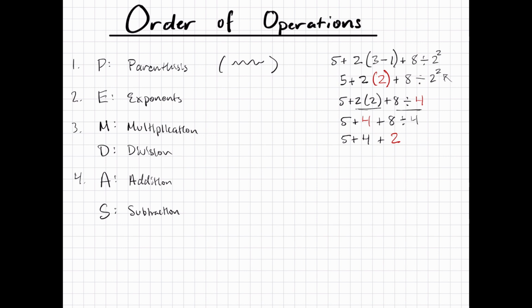So going left to right, what is 5 plus 4? 5 plus 4 is 9. So we're going to have 9 plus 2. And then in the final step, we're going to do 9 plus 2, and we're going to get an answer of 11.